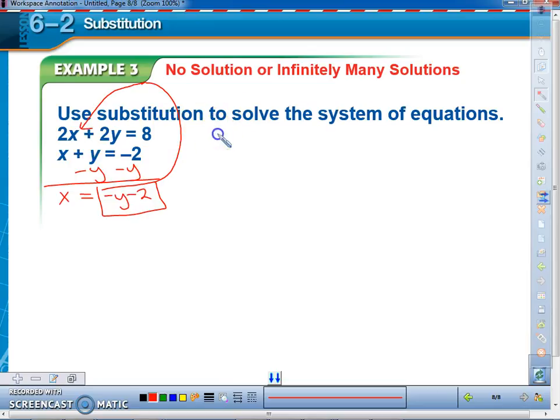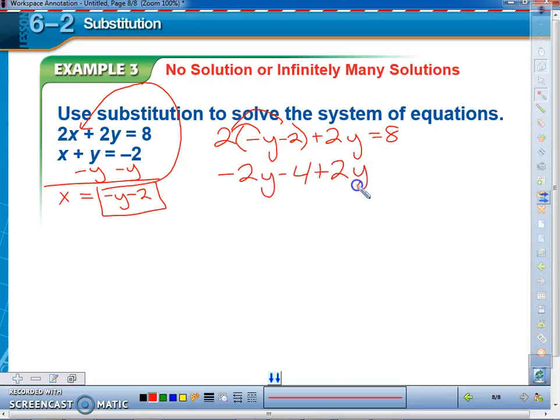So let's look at the first equation: 2 times (negative y minus 2) plus 2y equals 8. Now if I distribute this out, I get negative 2y minus 4 plus 2y equals 8. Well, if I combine my like terms, I've got a negative 2y and a positive 2y. Those would actually cancel out, and so I'm left with negative 4 equals 8. And is that true? No, it's not. So this is actually going to be no solution. All right, there is no solution for this.